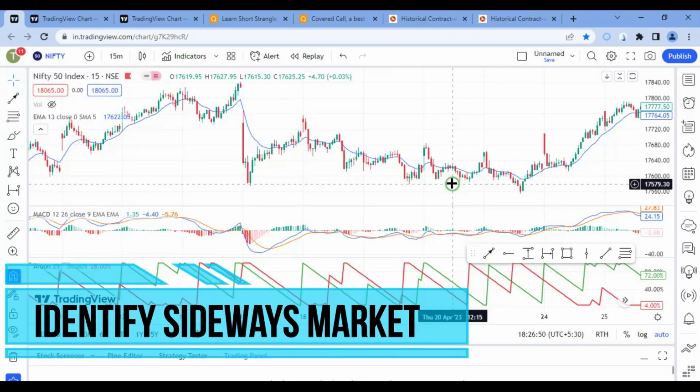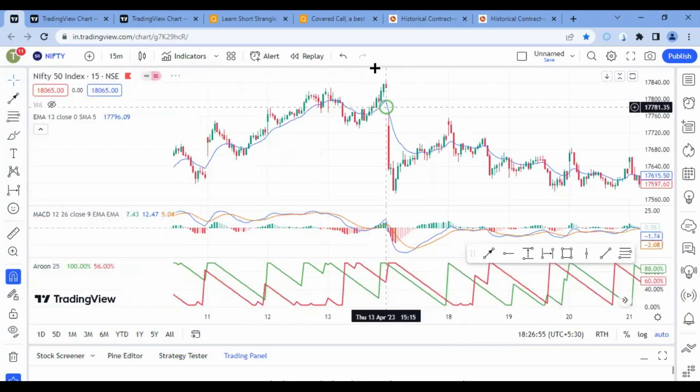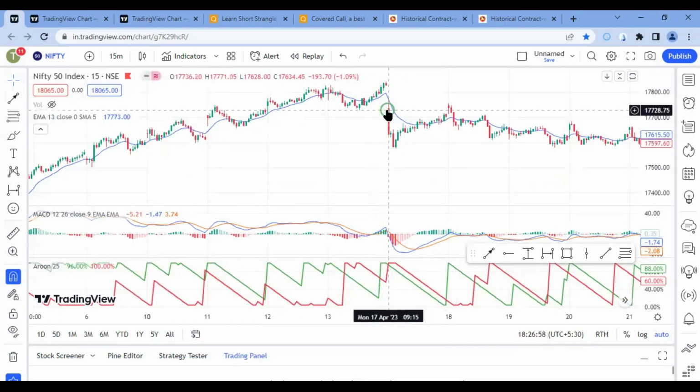How to identify the trend based on these indicators, we'll talk about in the next part. So here you can see on this day, what is this date?